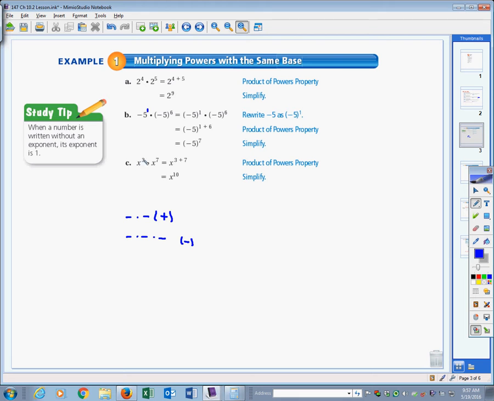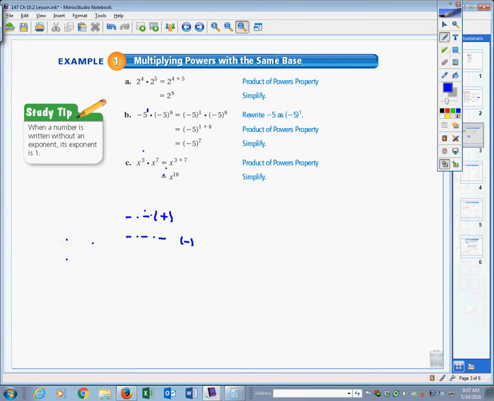Here we have variables. Same rules apply to a variable that they would to a whole number and any kind of integer. So I have x to the 3rd times x to the 7th. What's my base? X is my base. Are there parentheses telling me that I'm doing power to power, or is it just a product of powers? Just a product of powers. So I need to do what to my exponents? Add them. So this becomes x to the 3 plus 7, which is x to the 10. Pretty simple, pretty basic exponential information.